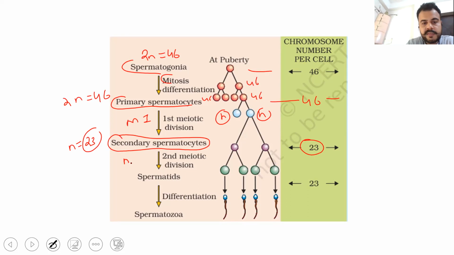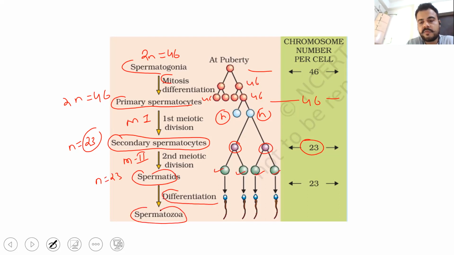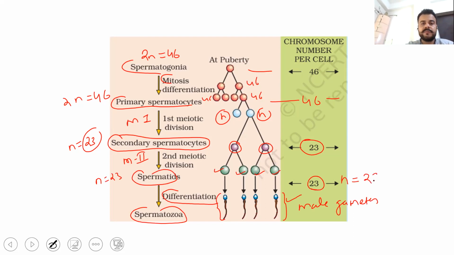Then there is M2, which is like mitosis. So four haploid cells are produced. You can see over here 2 are there, over here we have 4. From these 4 there is differentiation, and then the sperms or spermatozoa are formed, the male gametes or germ cells, which will have 23, which are haploid. Gametes are haploid, as you know.